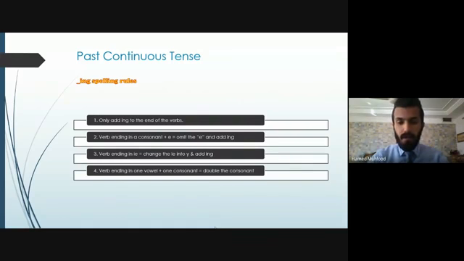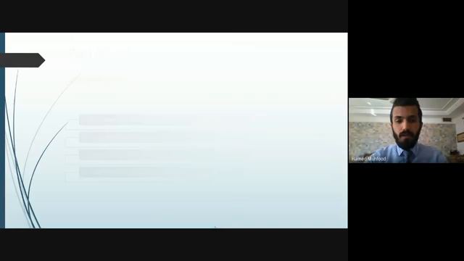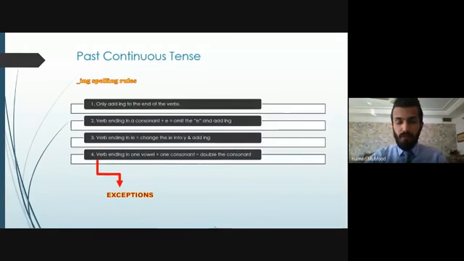So this is the fourth rule. So what else? Do we have another one? No, but we have an exception. Exception to what? Exception to rule number 4. What is meant by an exception? What is the meaning of the word exception?